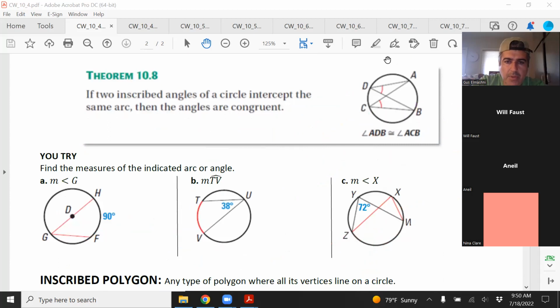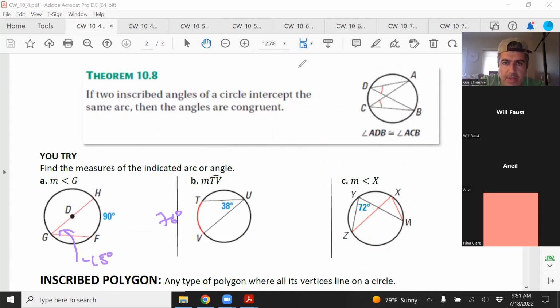If two inscribed angles of a circle intercept the same arc, they're congruent. We just talked about that, so that's a theorem. So you're asked to find the indicated arc or angle. That's going to be 45 degrees because half of 90. The arc is always double the inscribed angle.